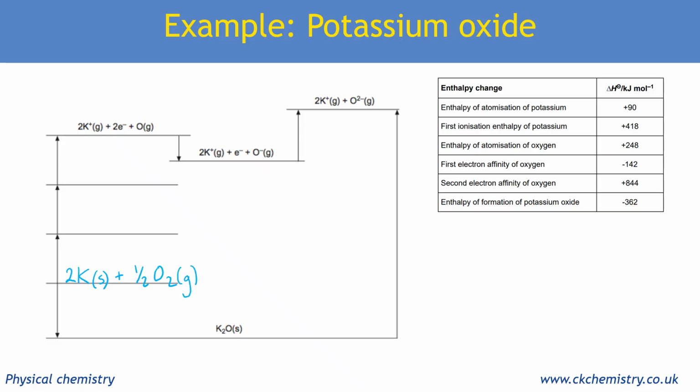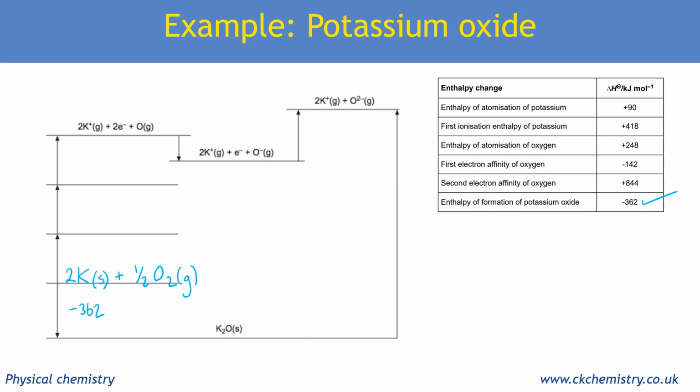Basically the main way that this is different is that in the previous examples, I had 1 mole of my metal and 2 moles of non-metal atoms. Here I have 1 mole of non-metal atoms and 2 moles of metal atoms. So for my enthalpy changes, I've got to pay attention. I know that this bottom arrow is -362. That is the enthalpy of formation of potassium oxide.